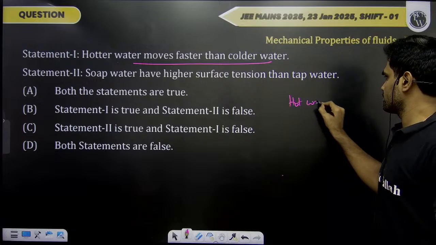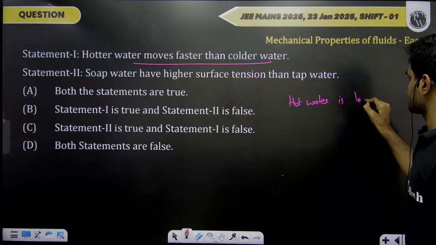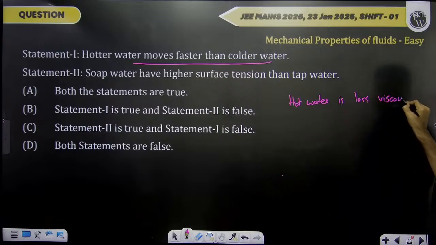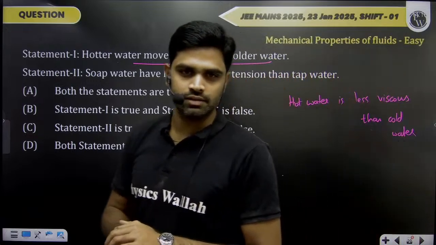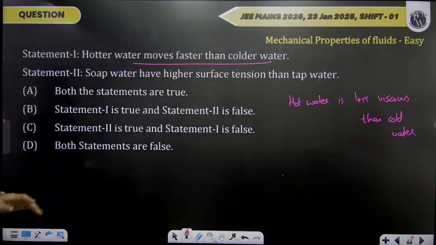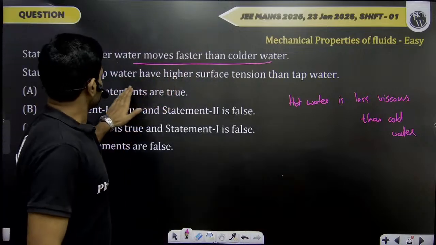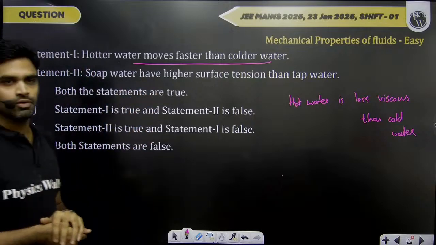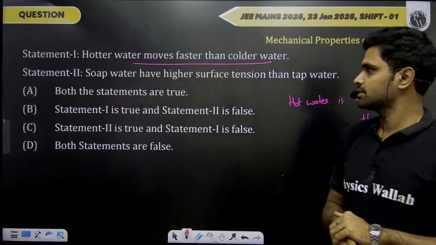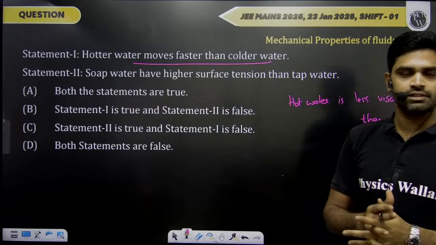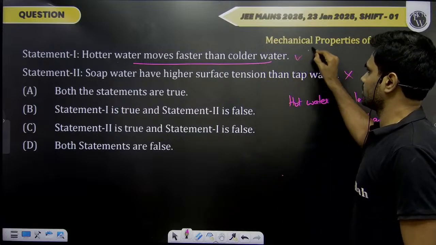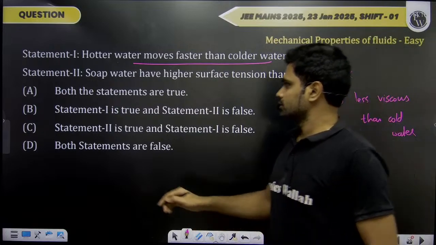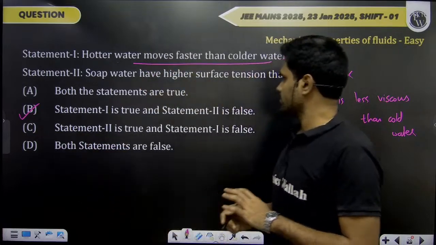Hot water is less viscous than cold water, so that's why it will move faster. Second statement: soap water has higher surface tension than normal water. That is a wrong statement, because adding soap or detergents will reduce the surface tension. So this is a wrong statement and the other is a correct statement. Our answer would be: statement 1 is true and statement 2 is false.